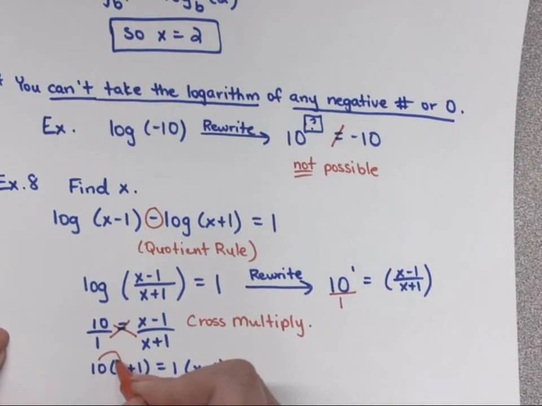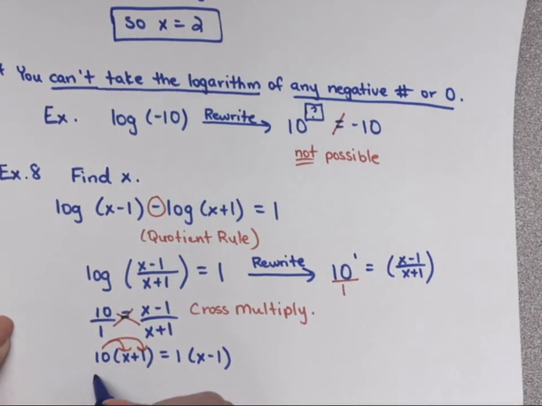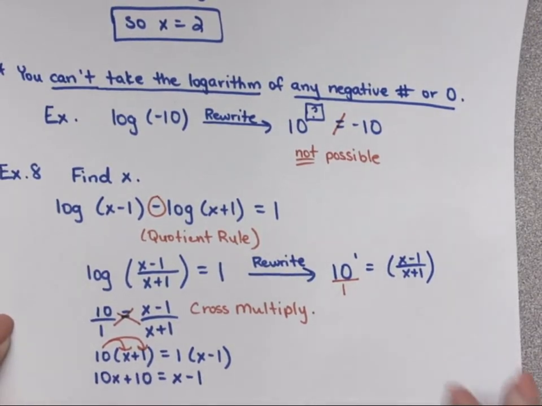So let's see if we can clean this up. We'll use the distributive property here. Notice the 1 doesn't do anything to the right-hand side, but the left-hand side is going to be 10x plus 10 equals x minus 1.